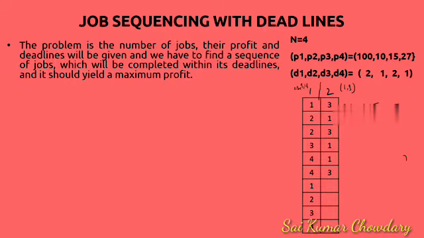100. So 110. Now after 2-1, 2 3, can I take? Yes, I can take, because in the second hour the third job is available. So 2 3: for the second job the profit is 10, for the third job the profit is 15, totally 25.